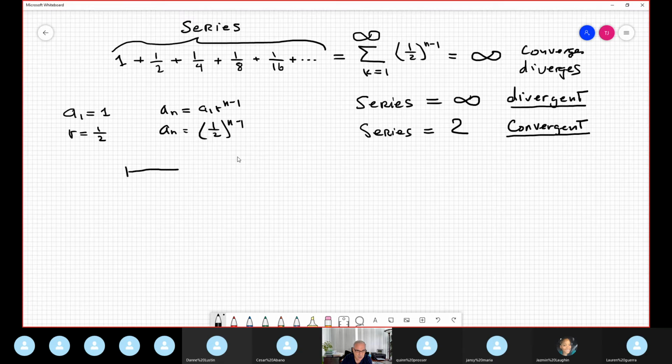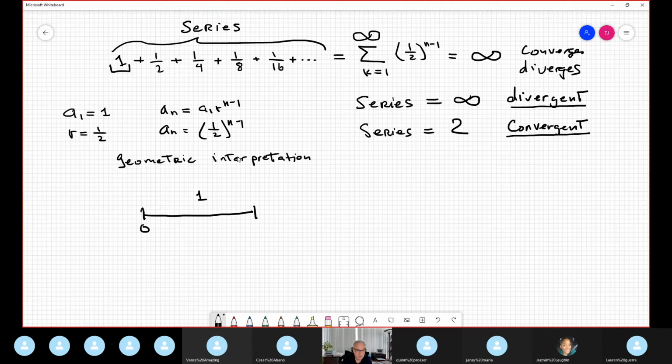This is the first element in the geometric interpretation. Okay, you know, in my opinion, it's very useful in mathematics. Geometric interpretation. Suppose on one line, you are at 1. You are at 1. This segment is 1. The length of this segment is 1. 0, 1.